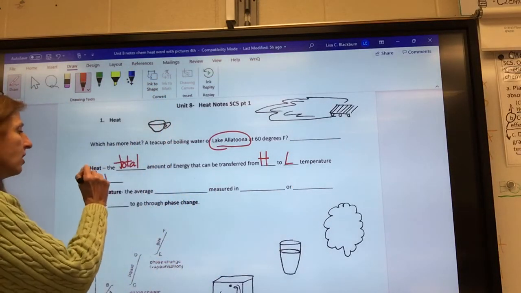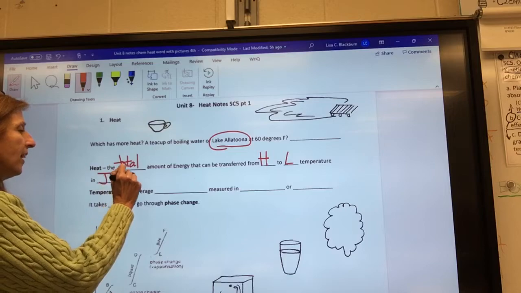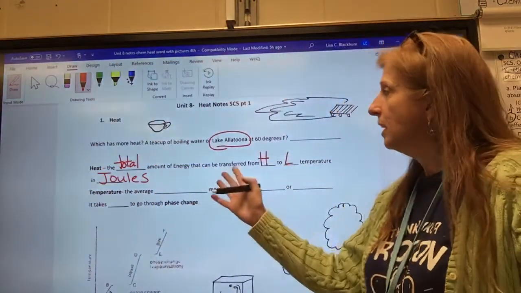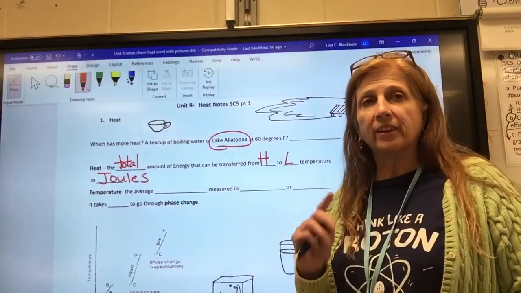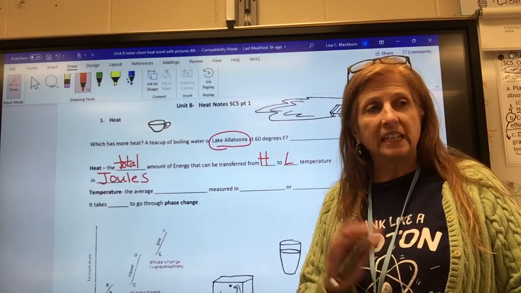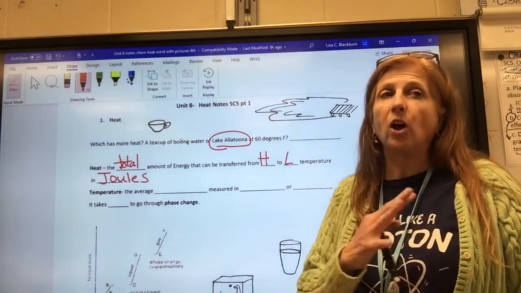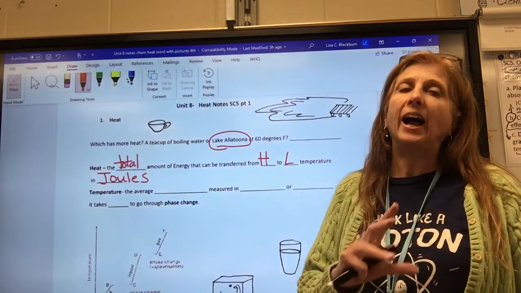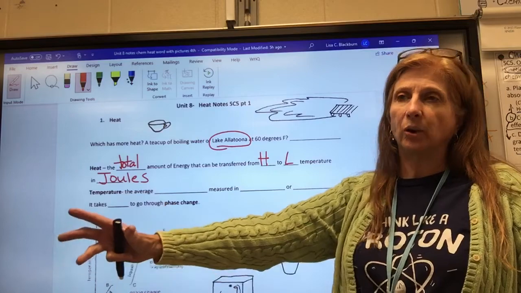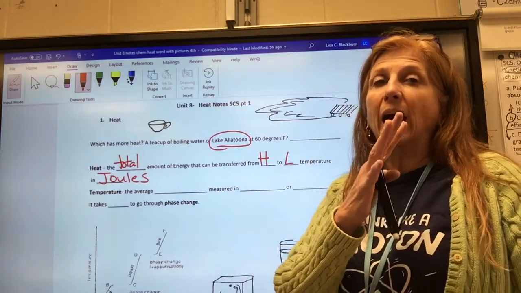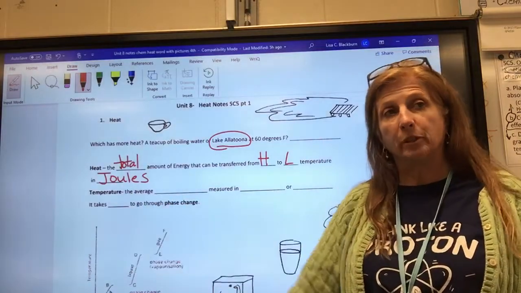And the unit is called joules. It sounds like a diamond or something, but it's spelled different, joules. So cold doesn't exist. Cold is just a lack of heat. But heat flows from an area of higher heat to lower heat. The energy will flow from a higher temperature to a lower temperature place.